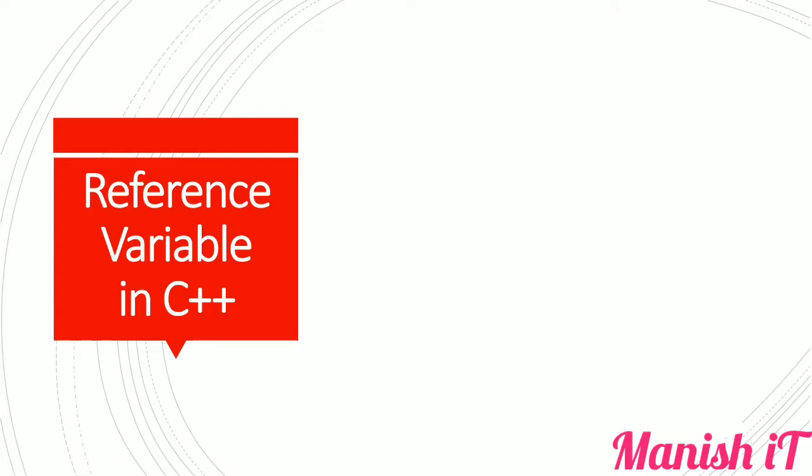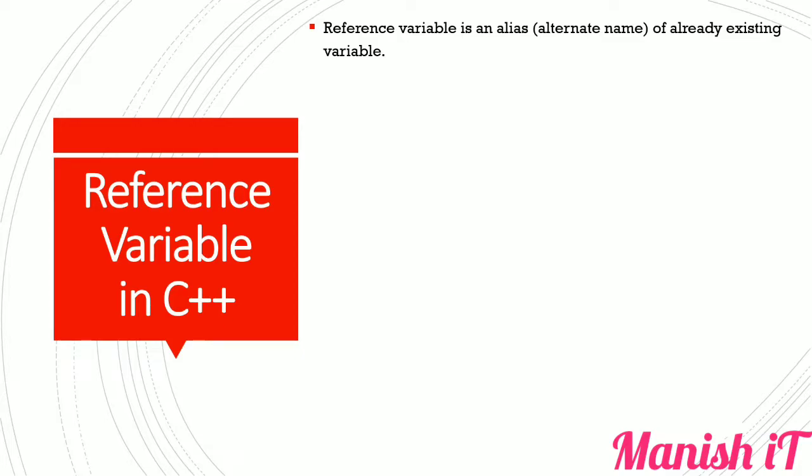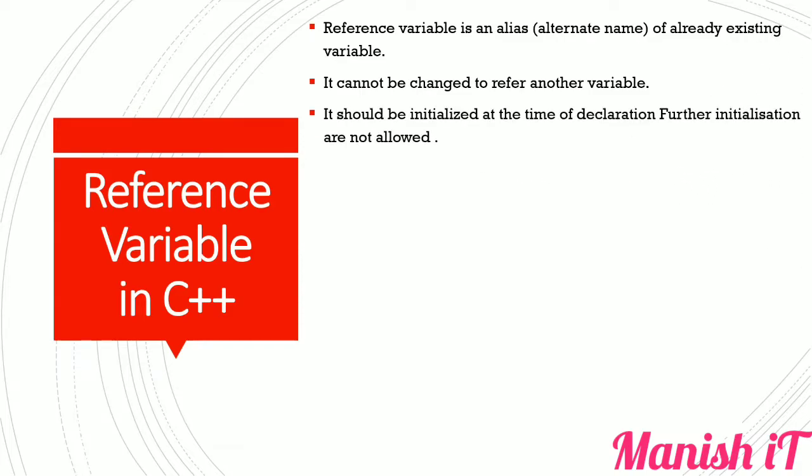So let's see some points regarding reference variables in C++. A reference variable is an alias, that means an alternative name of an already existing variable. Next, it cannot be changed to refer to another variable. Next, it should be initialized at the time of declaration. Further initialization is not allowed. Next, the ampersand operator is used to declare reference variables.